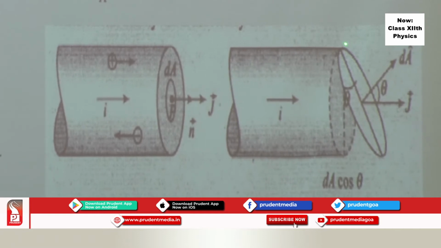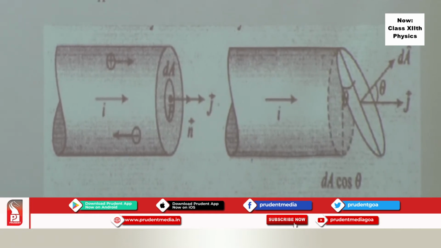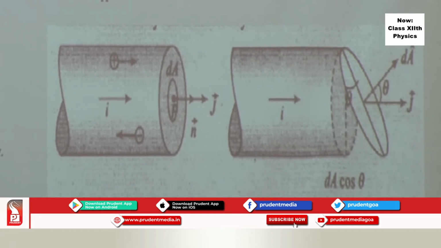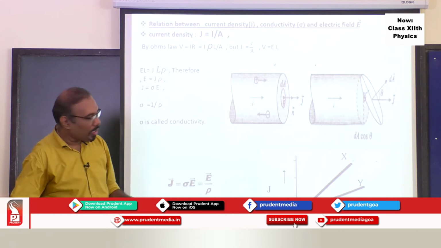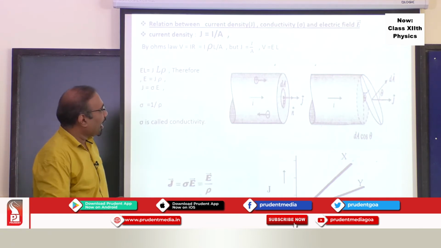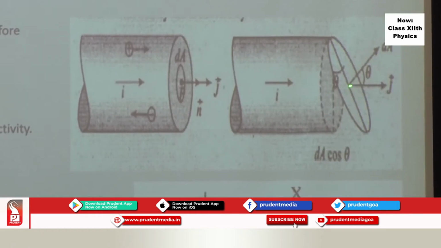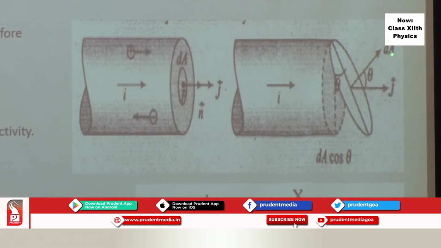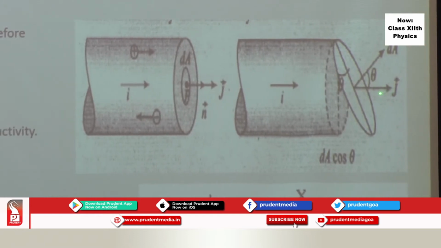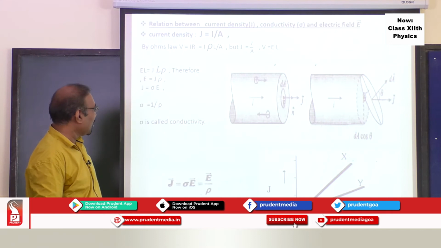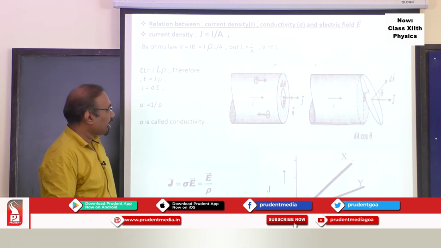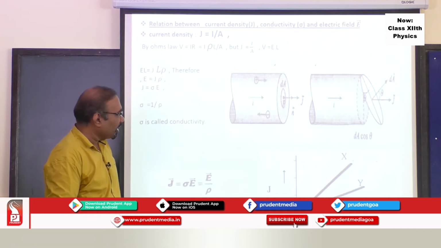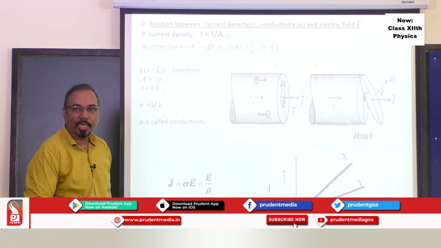So if I take a cross section slightly slanting, then we have to take the direction normal to the surface. The component of this area vector along the flow will be dA cos θ. In that case, the current density becomes J equals I upon A cos θ. So A cos θ is the component along this, and in that case you have to take A cos θ.